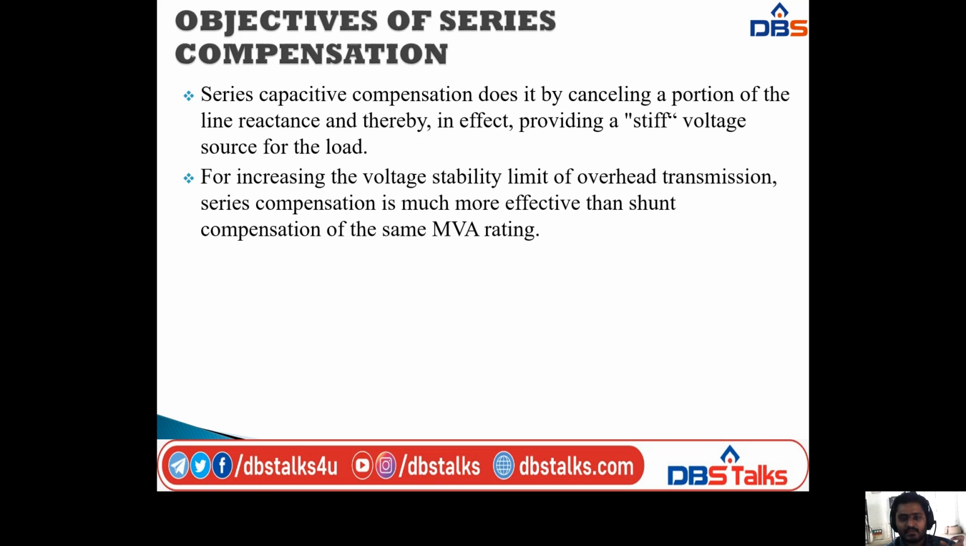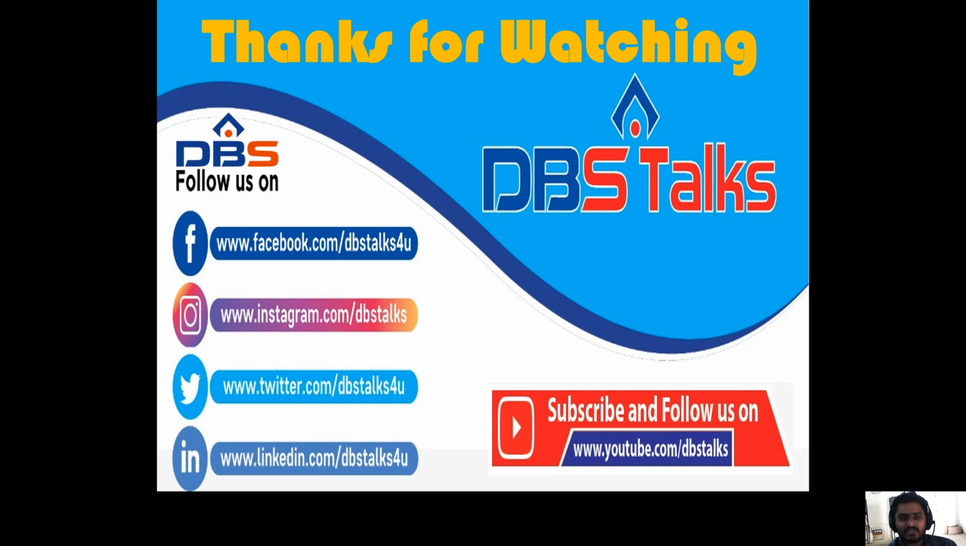For increasing the voltage stability limit of overhead transmission, series compensation is much more effective than shunt compensation of the same MVA rating. So this is the explanation for the first objective of series compensation, that is voltage stability. In this one we discussed how we improve the voltage stability limit by using series compensation.